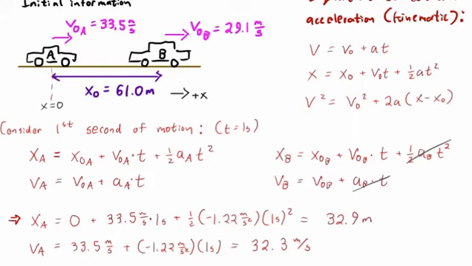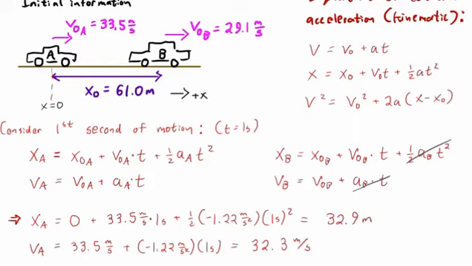Then we just want to find the final position of B, which is just going to be 61 meters, because it's not at 0. It's at 61 meters based on our coordinate system, plus 29.1 meters per second times 1 second. And that's it, because there's no third term. So we just go 61 plus 29.1, and we get 90.1 meters. So already after 1 second, they're closer to each other, right?